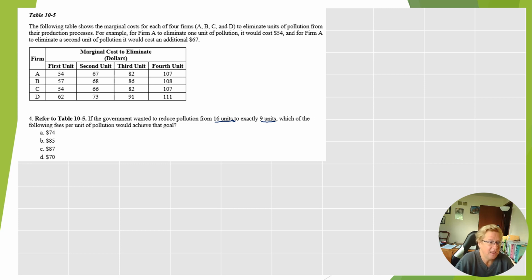Let me show you on A what I mean. 54 is less than 74, so we're not going to line that out. 57, 54, 62, all of these are going to remain. We're going to line out 82 because it's greater than 74. So at 74, 8 have been eliminated, but we still have 8 units of pollution that remain. Okay, let's try the 85.